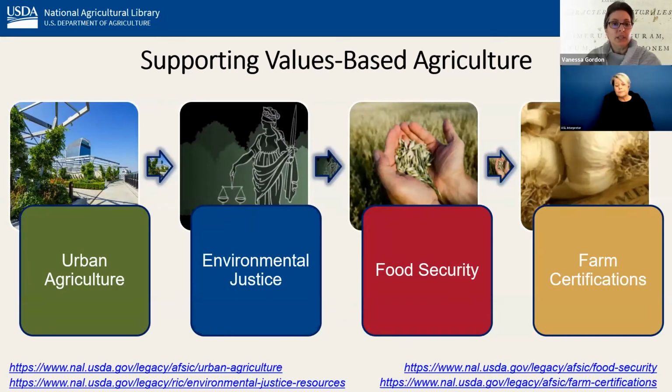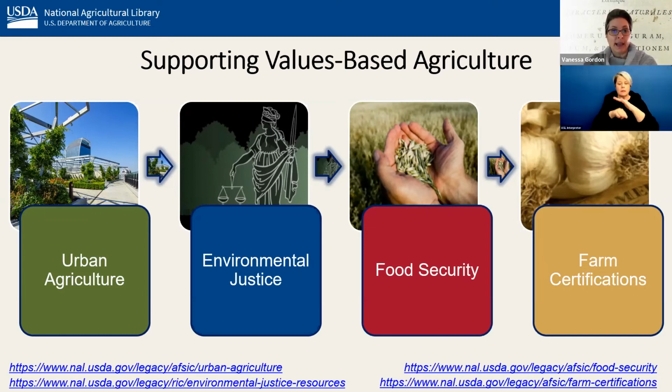So information that supports value-based agriculture, not surprisingly, AFSIC collects and provides information on values-based agriculture. So urban agriculture, environmental justice, and food security are administrative priority areas right now. And the USDA continues to not only support these efforts, but is actively engaging agency-wide to ensure that stakeholders everywhere are extended outreach and afforded equal access to all programs that might benefit their agricultural operations.